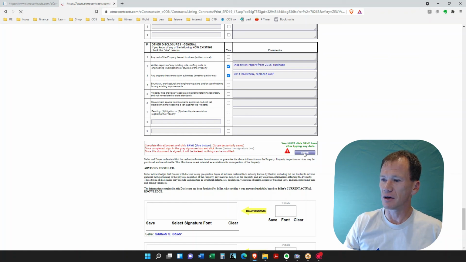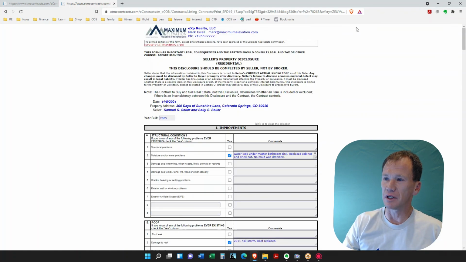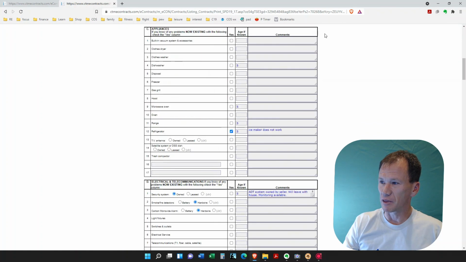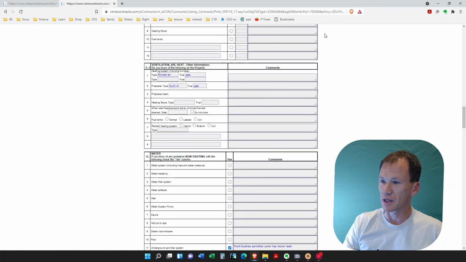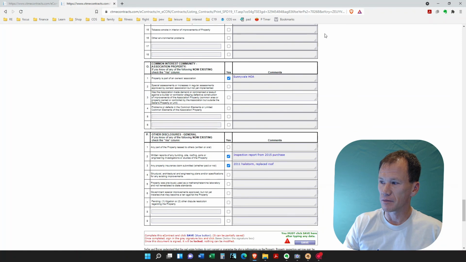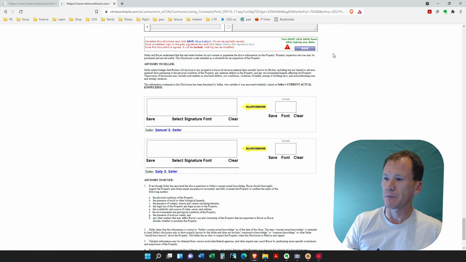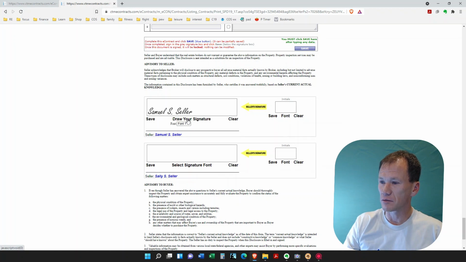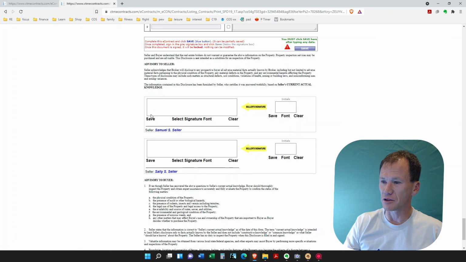We're going to hit save here, and it should take us back to the top. It does. So now we are done. We can scroll back through and check our answers, make sure that we have everything correct. And then we're going to get down to the bottom. Hopefully you've seen these signature blocks before. This is how your standard contract through CTME contracts works, and you probably did this when you signed your listing agreement with your agent. But you can either select a signature font, or you can draw your signatures. I like to draw mine.